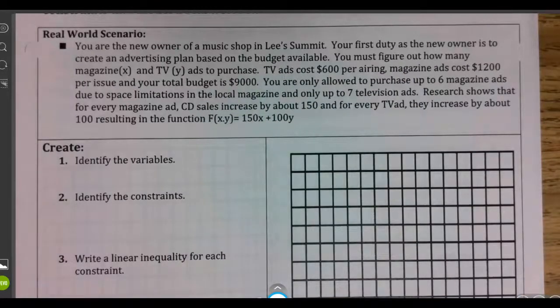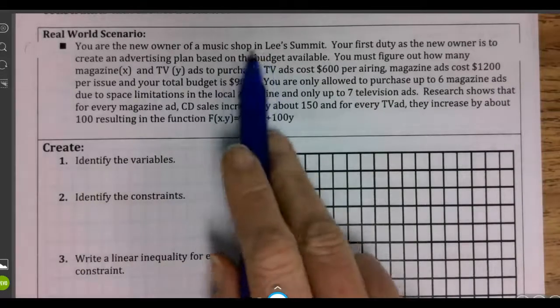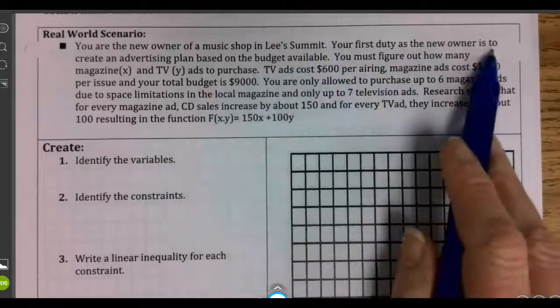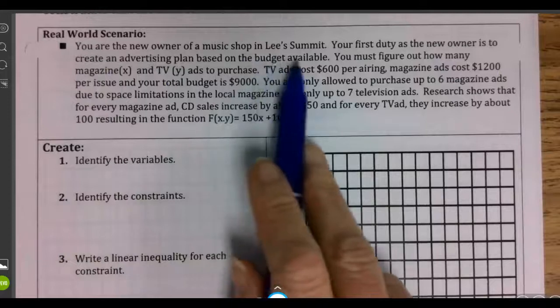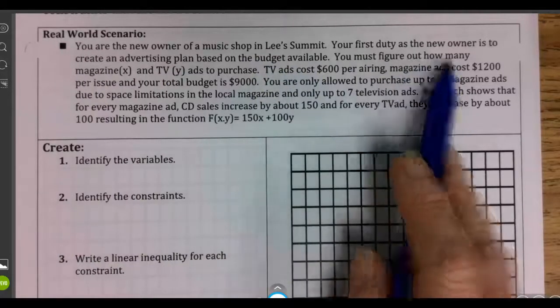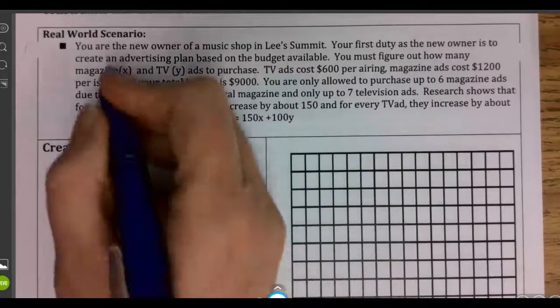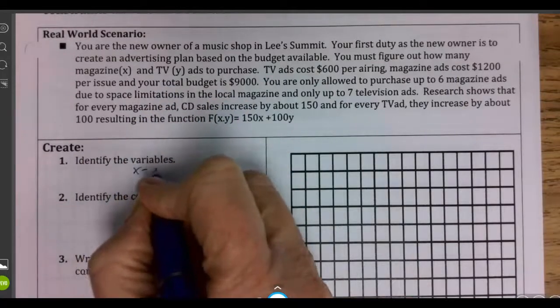Okay, I'm going to actually read with you. You are the new owner of a music shop in Lee's Summit. Your first duty as a new owner is to create an advertising plan based on the budget available. You must figure out how many magazines. Oh, well, hey, there we go. X is magazine ads.